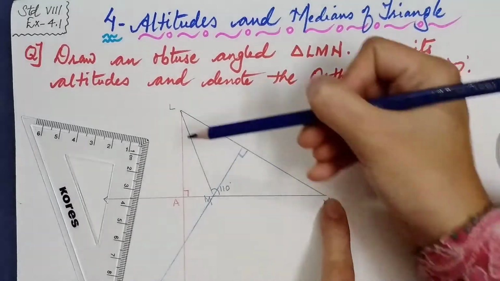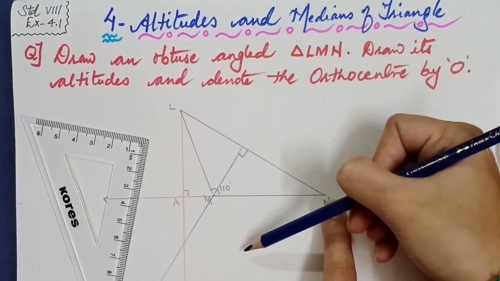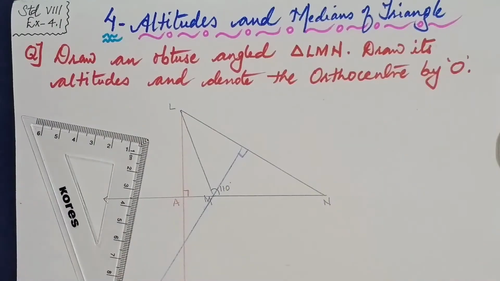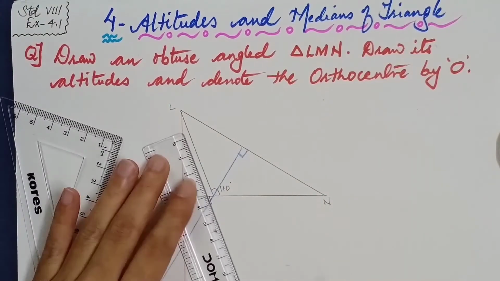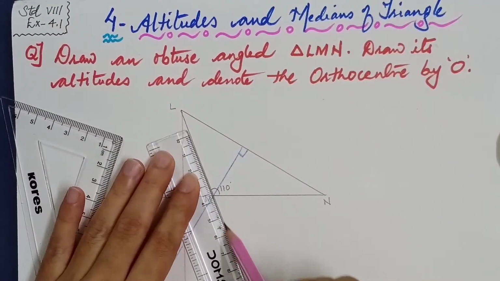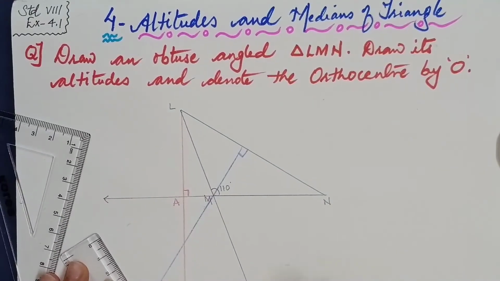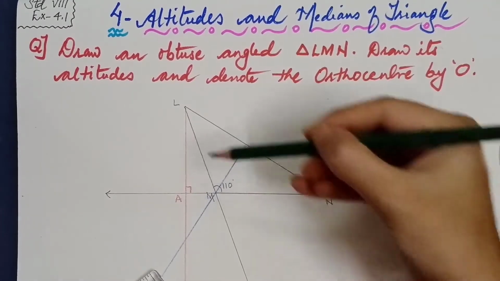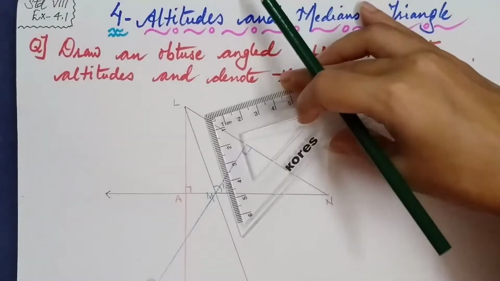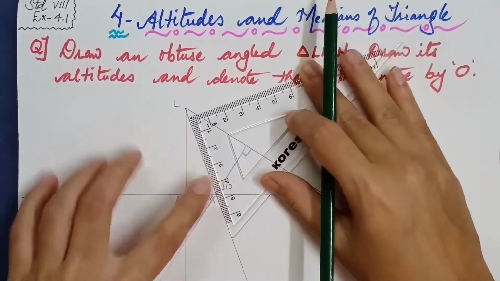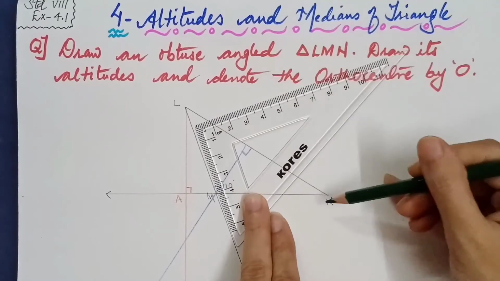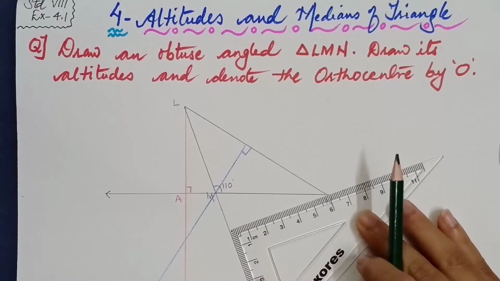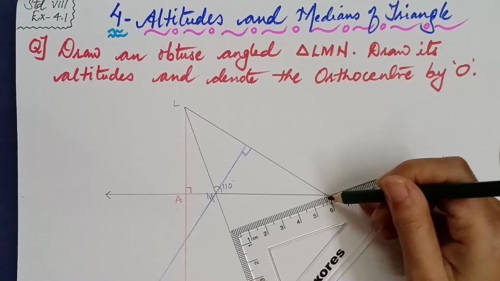Now from the point N, we have to draw it on the opposite side, that is side LM. But the side LM is very small, so again we need to extend it. So we'll first extend it. So now to draw the third altitude from the vertex N to the side LM, we are first going to keep our set square on the LM. We are going to slide it in such a way so that this particular side should coincide with N. So yes, now it is coinciding with the point N.